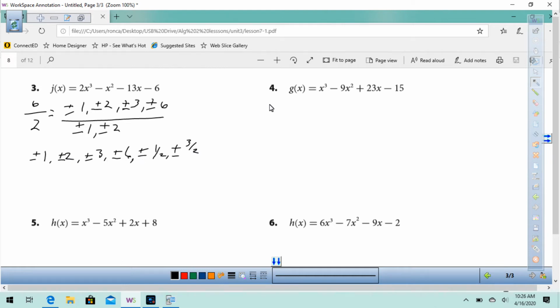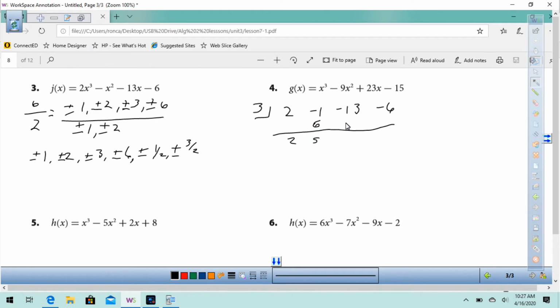So what do we have? We have something in the box, and then we have 2, -1, -13, and -6. I don't think 1 is going to do it. So let's try 3. All right, we bring the 2 down. 3 times 2 is 6. That's going to give me 5.